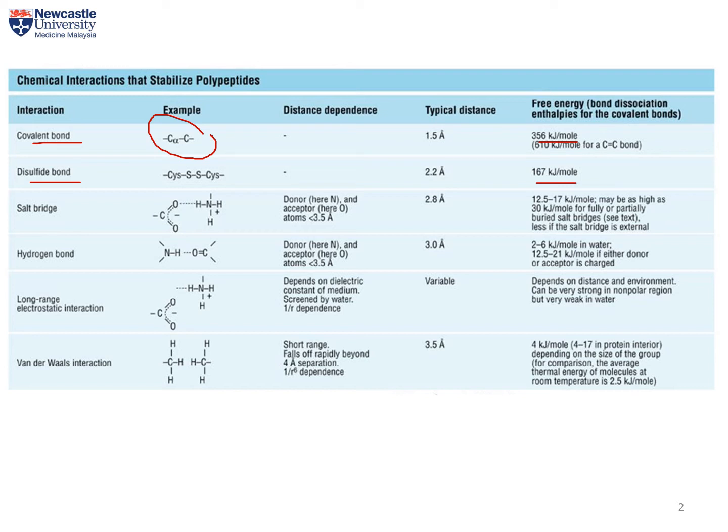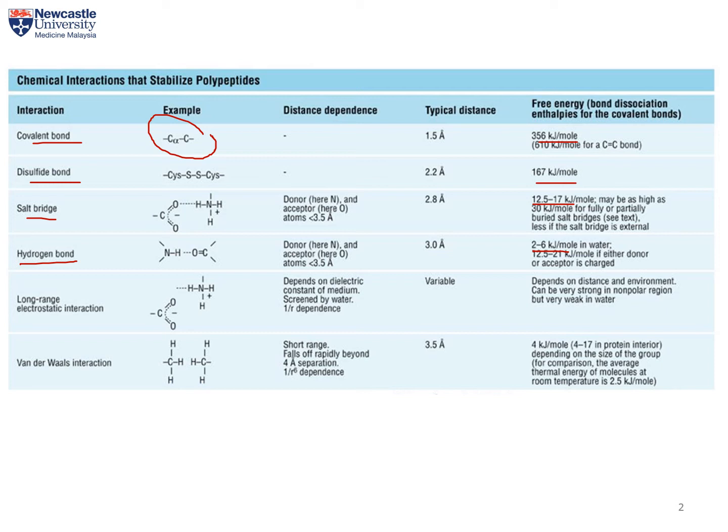Coming next is the salt bridge, which is almost 10 times weaker than the disulfide bond. And then you have the hydrogen bond, which is the weakest chemical bond in all these interactions. So it has a free energy level of about 2 to 6 kJ per mole. But bear in mind, every amino acid is capable of forming the hydrogen bond with one another. So collectively, they can form a considerable amount of force.